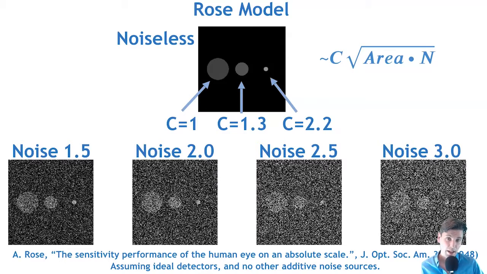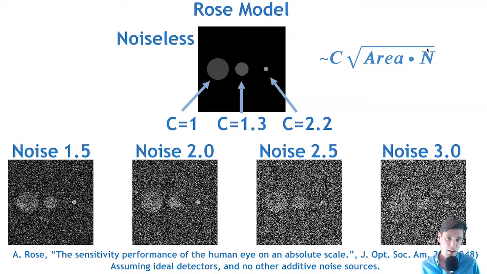So the biggest takeaway here is a simple model. The simple Rose model goes like the contrast linearly and then the square root of the area. For instance, the area of a circle goes like the radius squared. Because it goes like the radius squared, and then this is a square root, the ability to visualize things will go like the linear dimension of the circle, so the radius of the circle.